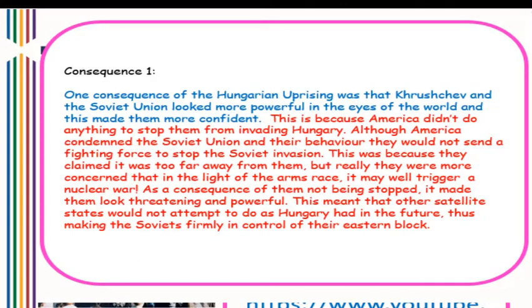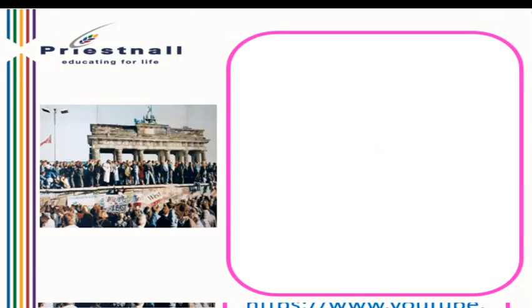As a consequence of them not being stopped, it made them look threatening and powerful. This meant that other satellite states would not attempt to do as Hungary had in the future, thus making the Soviets firmly in control of their Eastern Bloc. Okay, so that's my consequence. The blue bit at the top is the consequence that I'm stating. The red bit is the detailed knowledge that I'm adding in to go with it.